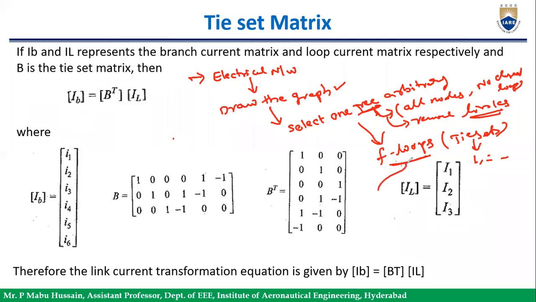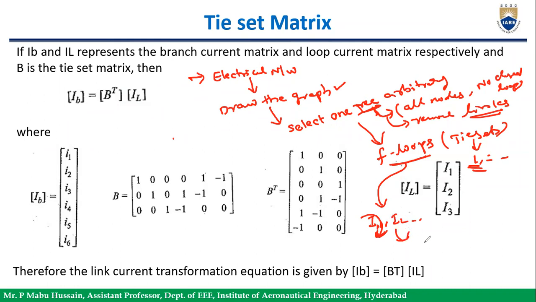Now, after getting the fundamental loops, in each loop you have to represent the loop currents I1, I2 like that, right? After representing the loop currents, the direction will be the same as the link current. How can you represent the direction of the loop current? The direction of loop currents will be the same as the direction of link currents.